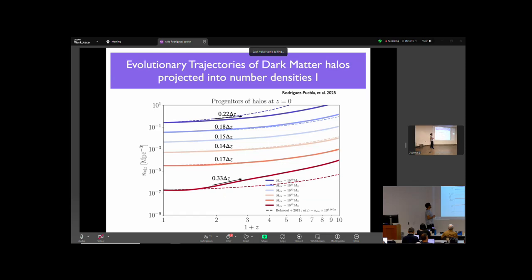What I'm going to do is use these median assembly histories of dark matter halos and evolve them around the halo mass function. So what you are seeing here are the number densities for the progenitors of these dark matter halos at redshift 0, and how the number density is evolving as a function of redshift. The dashed line is the recipe provided in the paper by Peter Behroozi for comparison. You are seeing that the slope depends on the mass at redshift 0 of your progenitor. High mass halos will have a steeper slope, while lower mass halos will have a shallower slope, although the lowest mass will have a slightly steeper slope.